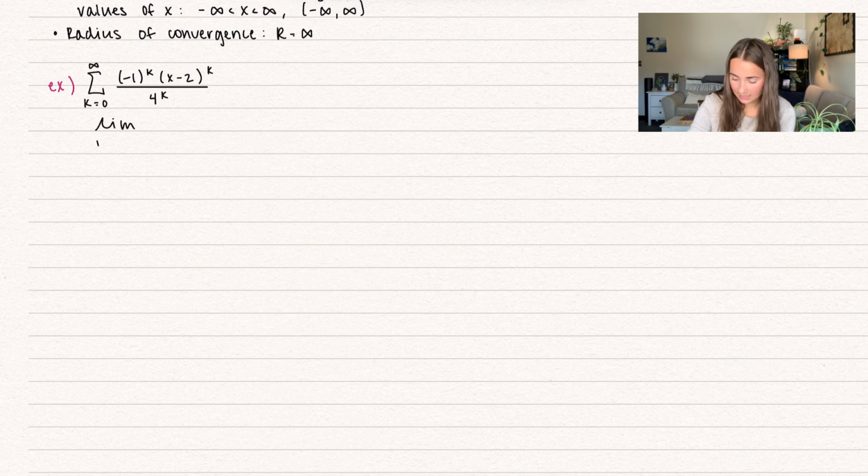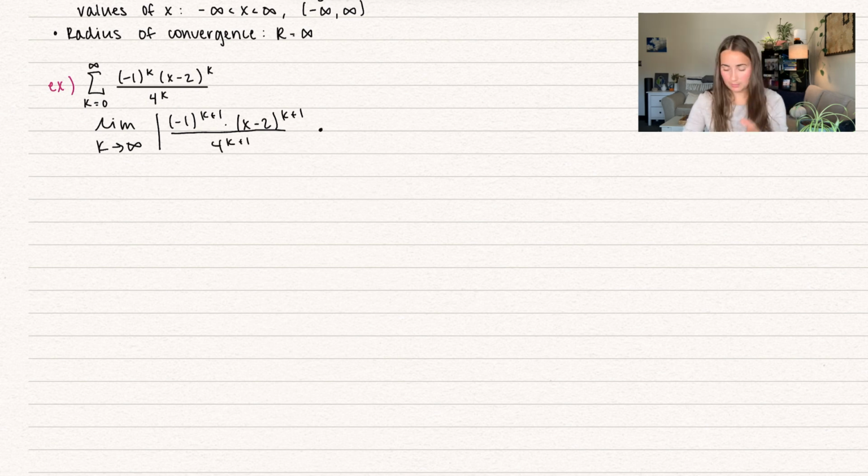We get the limit as k approaches infinity of (-1)^(k+1) times (x - 2)^(k+1), divided by 4^(k+1). And now I'm just going to multiply by the reciprocal, right? So 4^k divided by (-1)^k, (x - 2)^k, absolute values. So let's go ahead and see what cancels out. First of all, we don't need to worry about the negatives because we're taking the absolute value, right? It's always going to be positive.